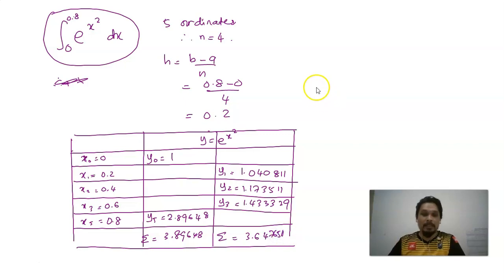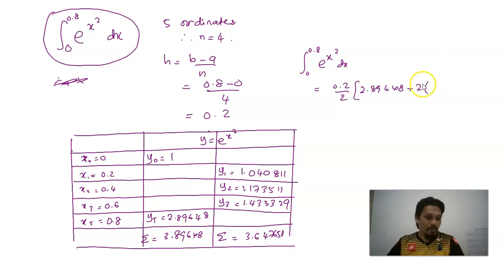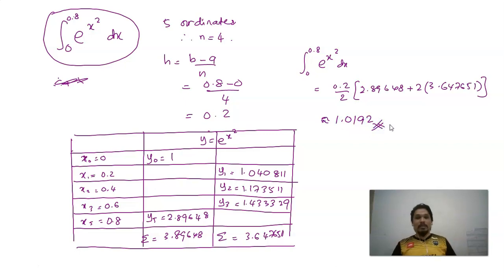Okay, the next integral from 0 until 0.8 of e to the power of x squared dx equals h, which is 0.2 divided by 2, times y0 plus y5, which is 2.89648, plus 2 multiplied with 3.64765. Okay, press the calculator and it gives approximately 1.0192 up to 4 decimal places.